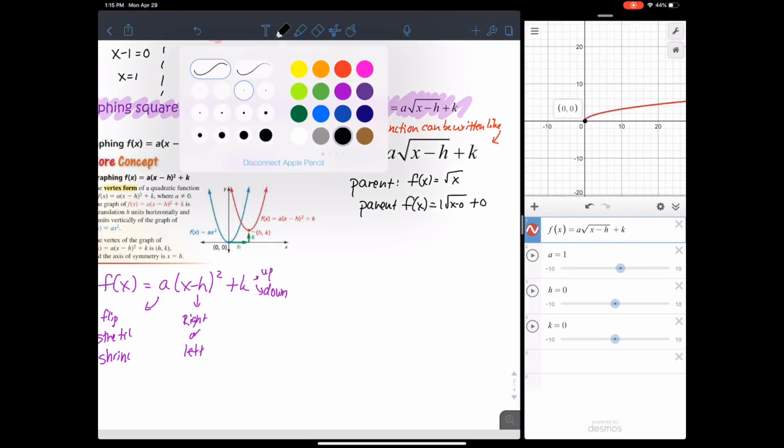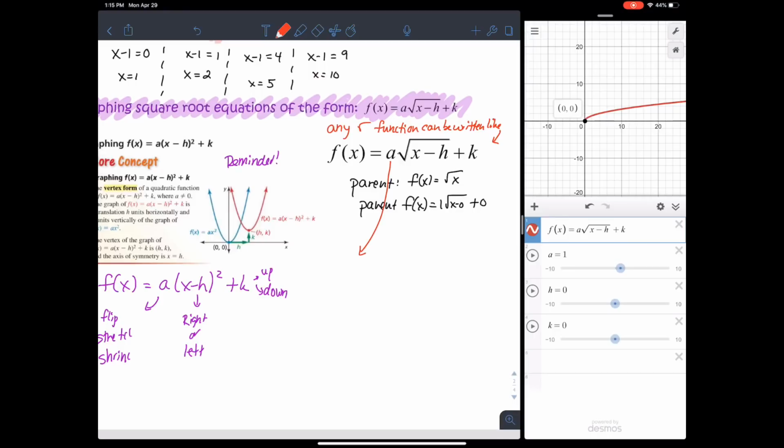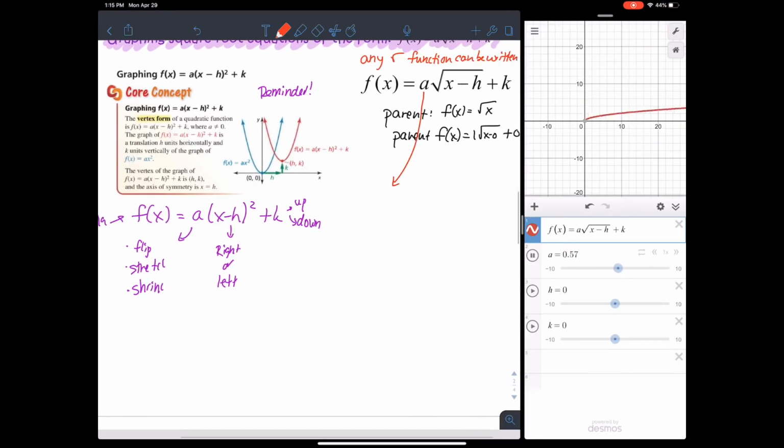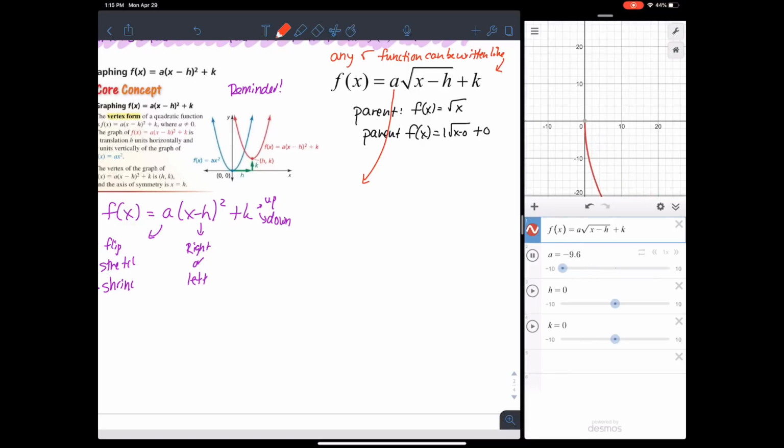So the first thing we're going to talk about is what does that a value do. So I'm going to hit play on the a slider. We're going to see a few things. So it looks like it's getting stretched out. Now it's stretching down, and at some point it's flipping over. So what we should see here is that the a value actually does the same thing as it did with the parabola. So the first thing, it can flip.